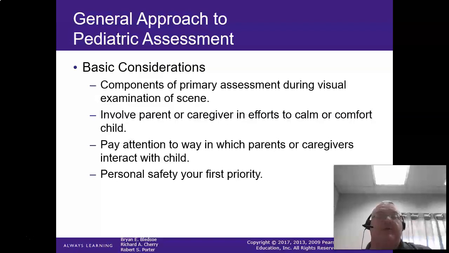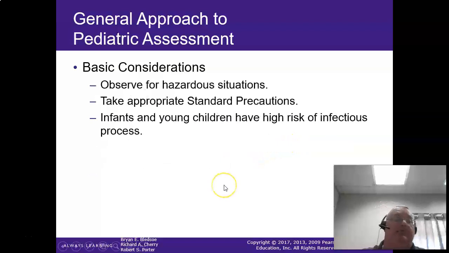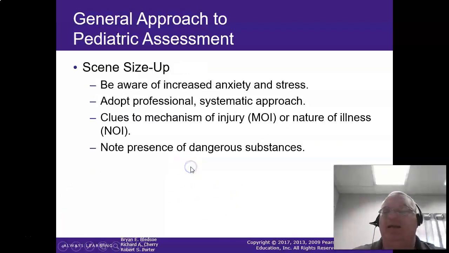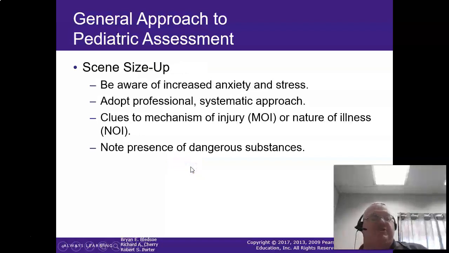And again, remember that personal safety is your first priority. Yes, these guys like to kick, scream, bite. Be careful, okay? And they're quick, more than you think, they are extremely quick. So look for the hazardous situations. Again, standard precautions. And if there is any type of infection or rashes, you should probably make sure you have your respiratory protection and a gown on. That's probably a good thing to do.